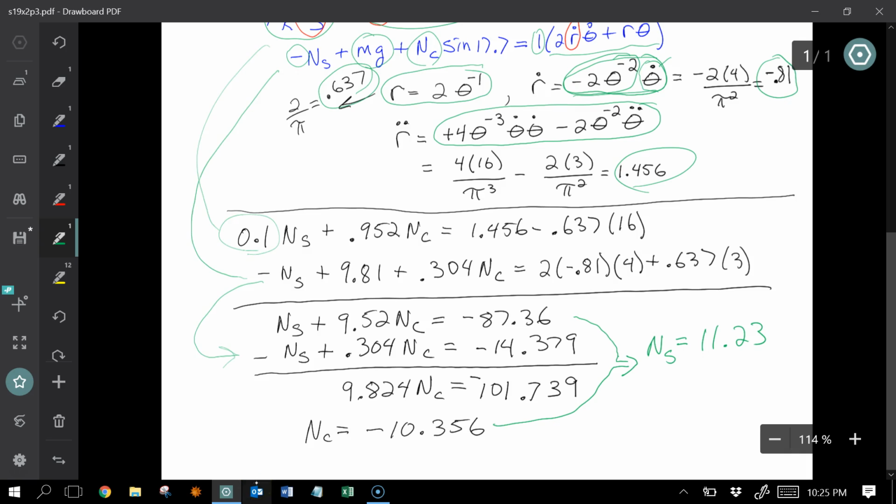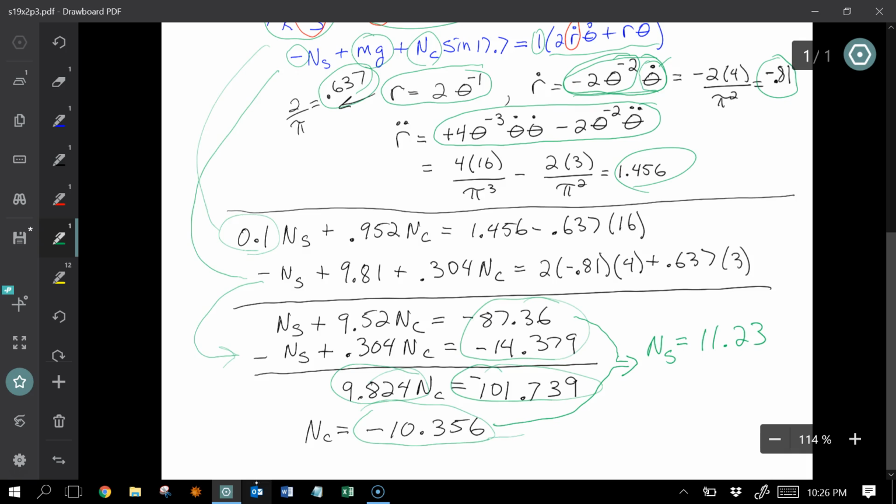And then if you notice, these guys are, ones plus, ones minus. I'm just going to add these two black equations together. And so the NS disappears. And then 9.52 plus 0.304 is 9.824. And then these guys added together gives you a negative 101. So it's very easy to calculate NC.